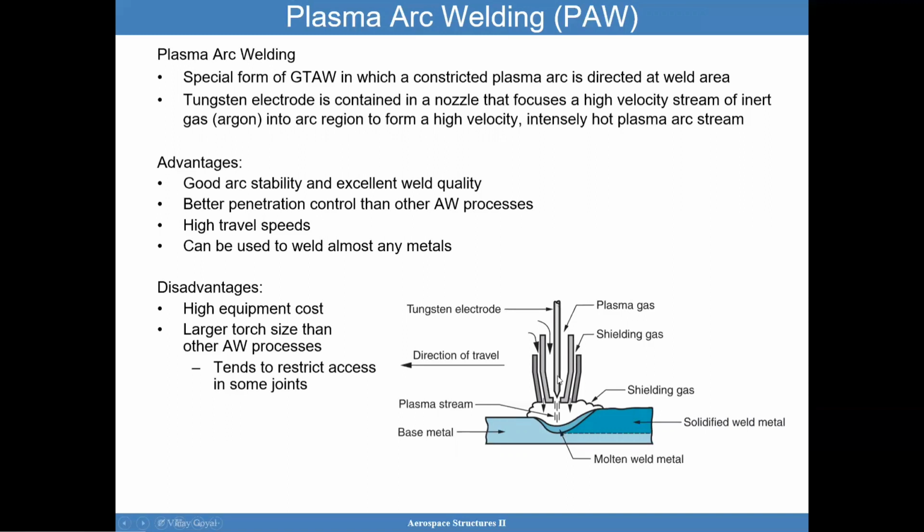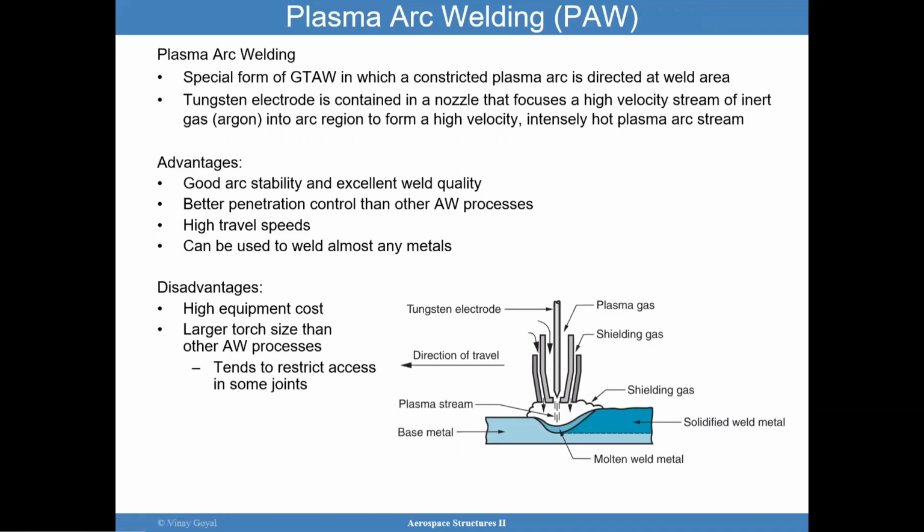You can see the tungsten electrode, the plasma gas, and then you have a very similar situation, but now you have a plasma stream. The tungsten electrode is contained in a nozzle that focuses a high velocity stream of inert gas into the arc region to form a high velocity, intensely hot plasma arc stream. The advantages of this approach are good arc stability, excellent weld quality, and better penetration control than other arc weld processes. You can actually increase the travel speed of this system, and it can be used on almost any metal.